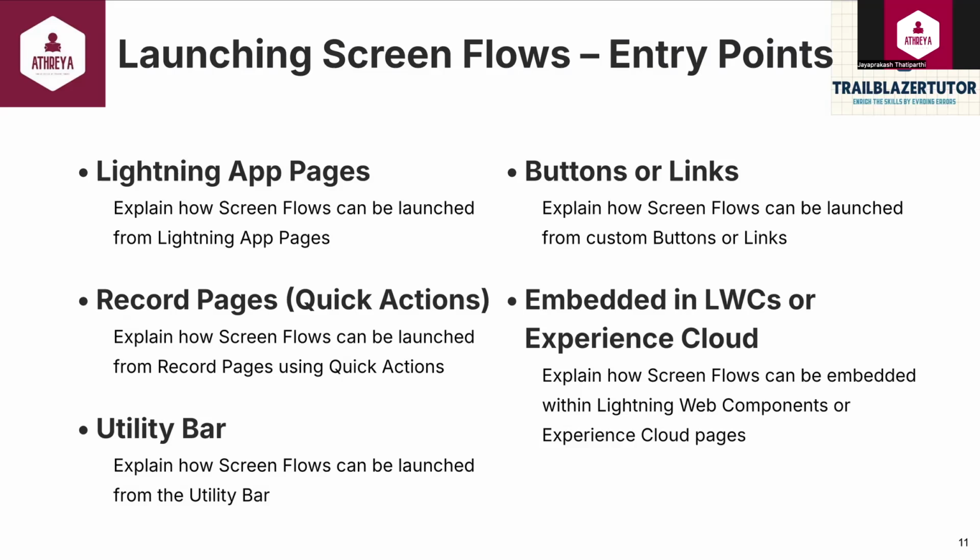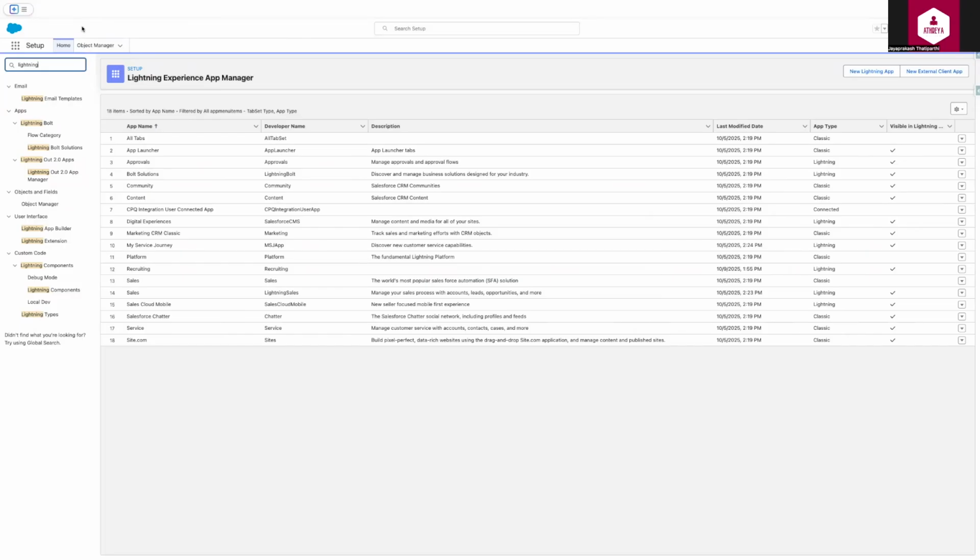This method gives you maximum flexibility to tailor flow access based on your business process. For example, a custom start application button on your community portal could launch a candidate registration flow directly within the user's browser. No extra clicks or navigation is required. Let us now see how to launch the flows that we created in our previous slides.